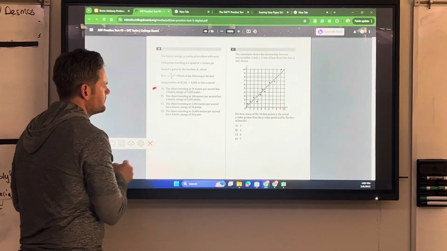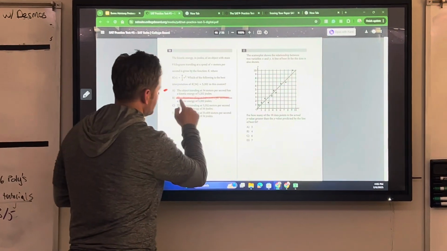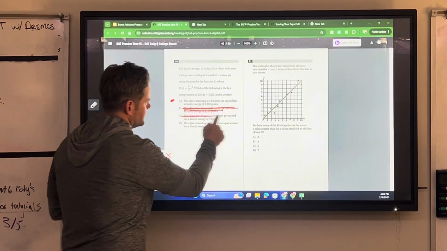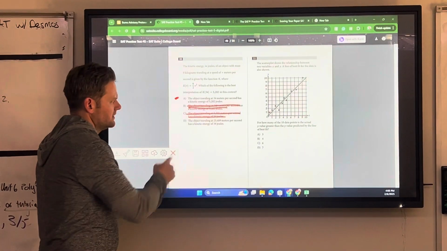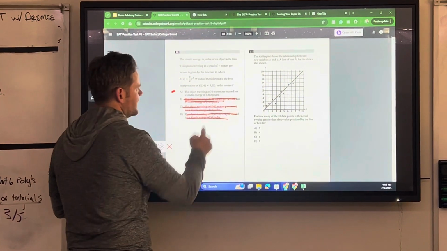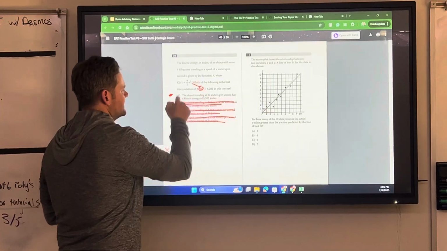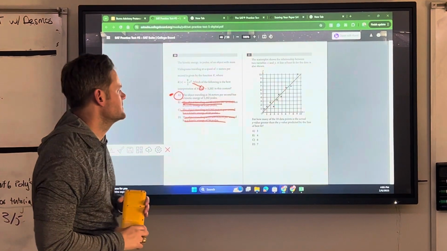5,202 joules, yeah. Object, no, it's not traveling that fast. Object traveling, no, it's not traveling like that. Remember, that 34 represents your velocity. That's the only one, A, that shows that.